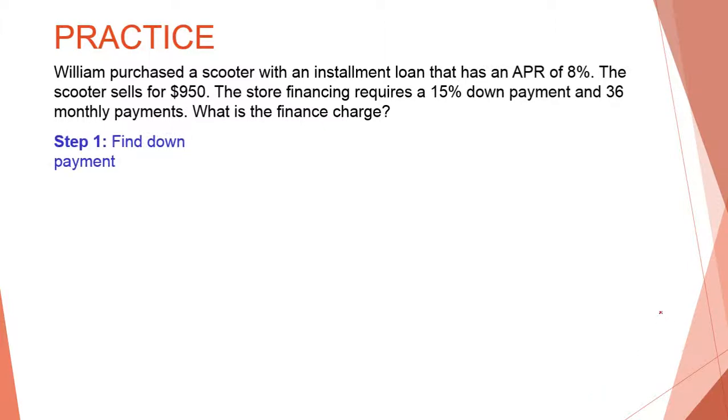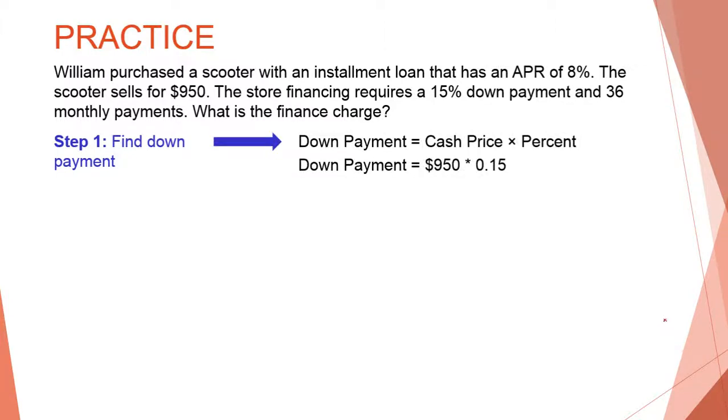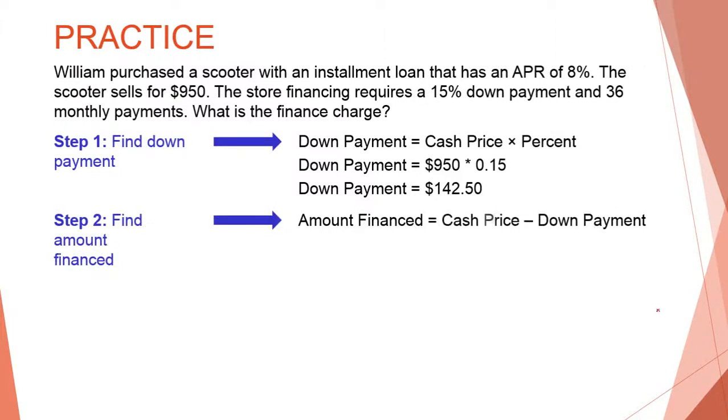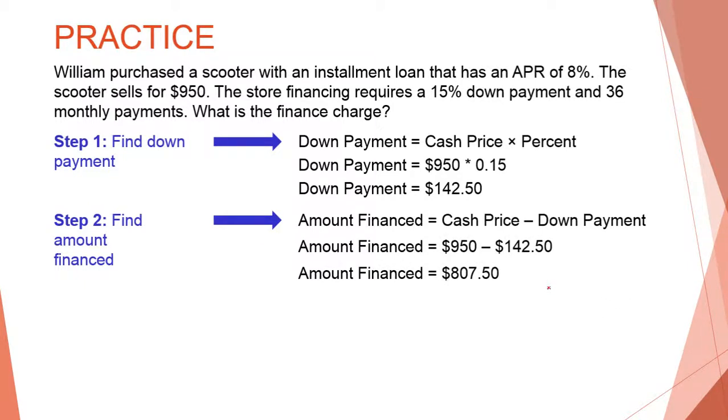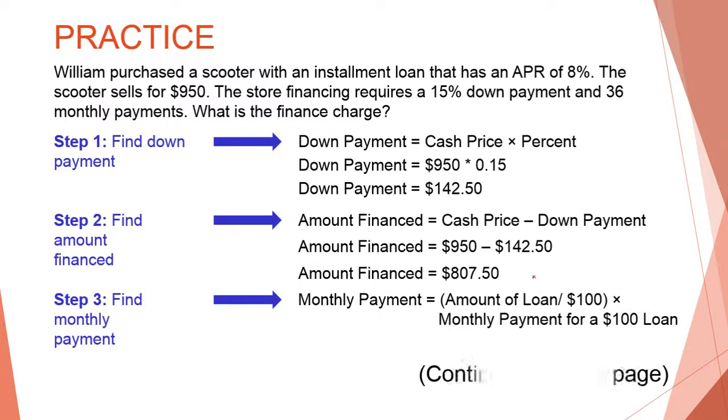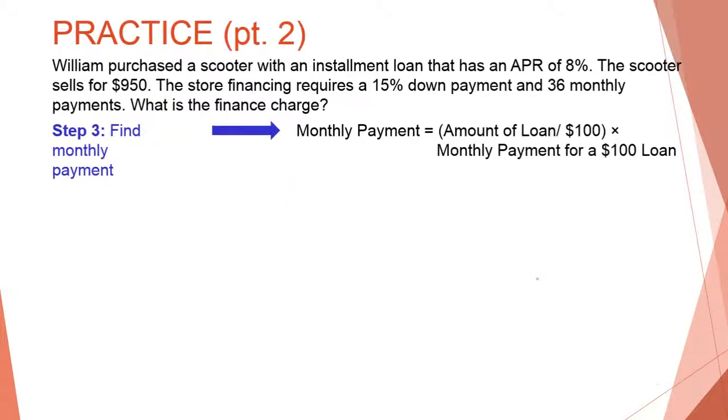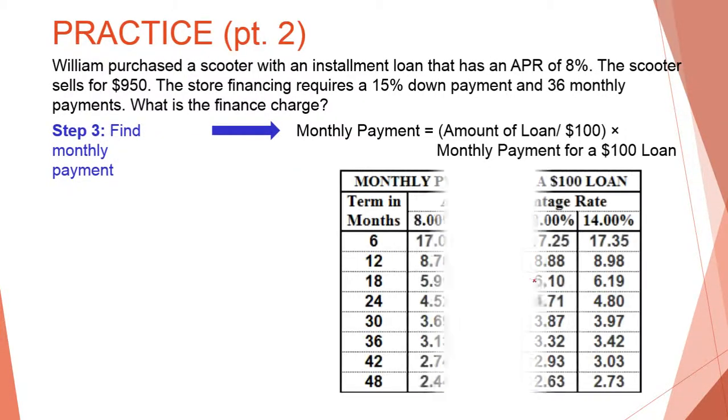Alright, remember, first step, find down payment. Cash price times percent. Down payment is going to be $142.50. We have that. Let's find the amount financed. That is going to be $807.50. Now let's find the monthly payment. So keep in mind the amount financed, alright? $807.50. Let's go ahead and take a look at the table.